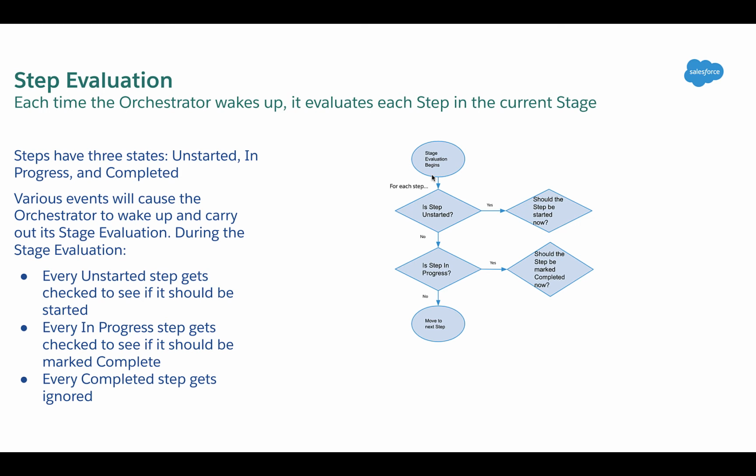And when the orchestrator carries out evaluation of the current stage, and there's always only going to be one current stage, if a step is unstarted, it needs to figure out whether to start that step now or not. So it evaluates that step's entry conditions. If the step already is in progress, then it needs to figure out whether that step should be marked completed or not. So it evaluates that step's exit conditions. And if the step is not unstarted and not in progress, then it is completed and basically just gets ignored.